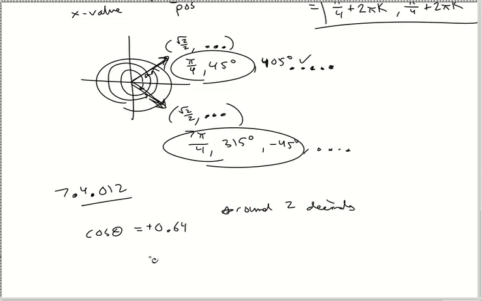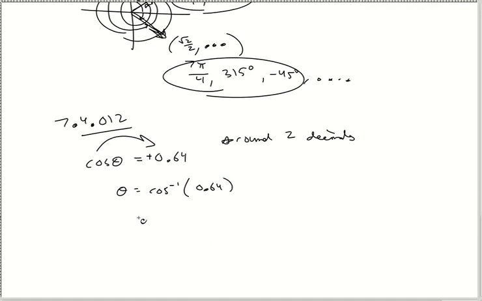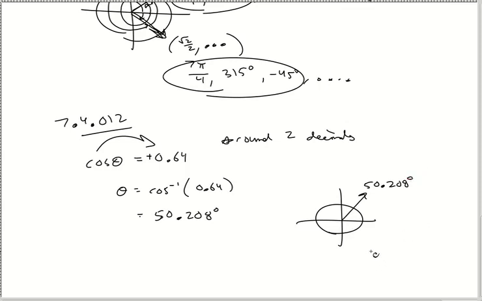So we have that. In order to find theta, I'm going to use the arc cosine of the 0.64. Basically move the cosine over with arc cosine. And I got 50.208 degrees. Okay. Cool. Well, where's that on my unit circle? If it was on my unit circle, where would it be? It's right here, about 50.208 degrees. Cool. Oh, not squared. Okay, cool. So we got that.